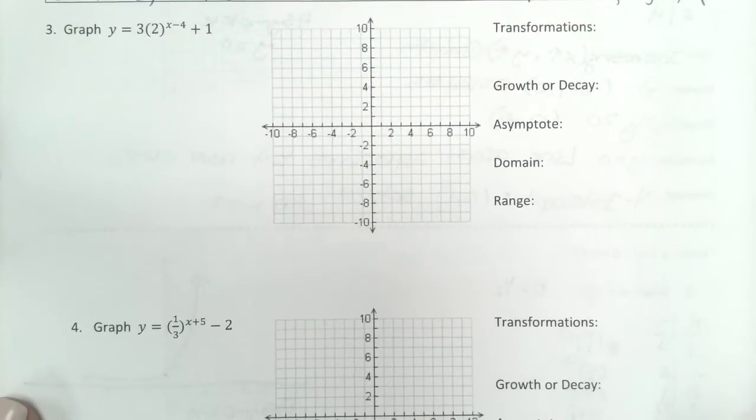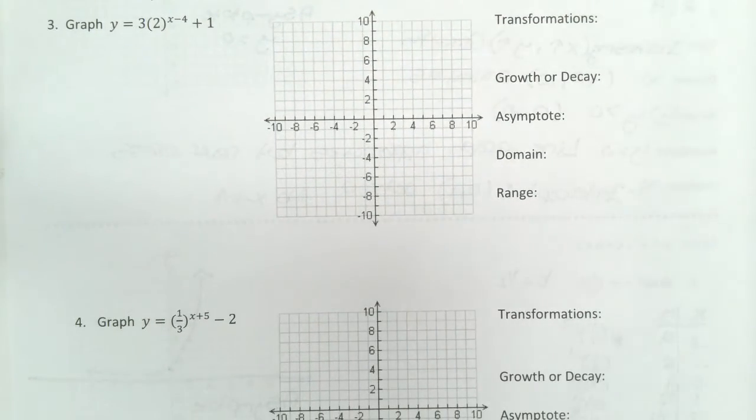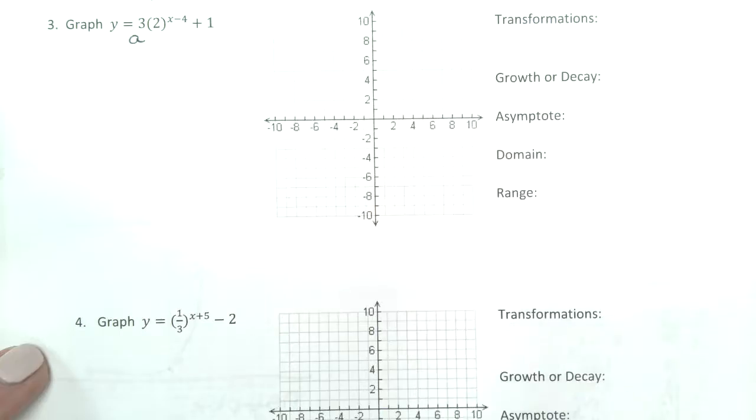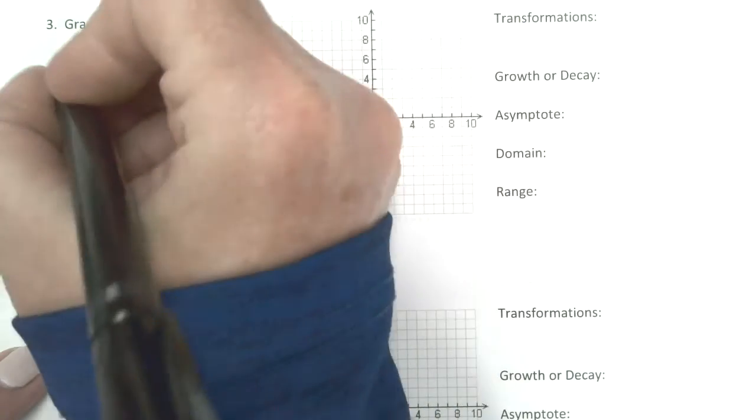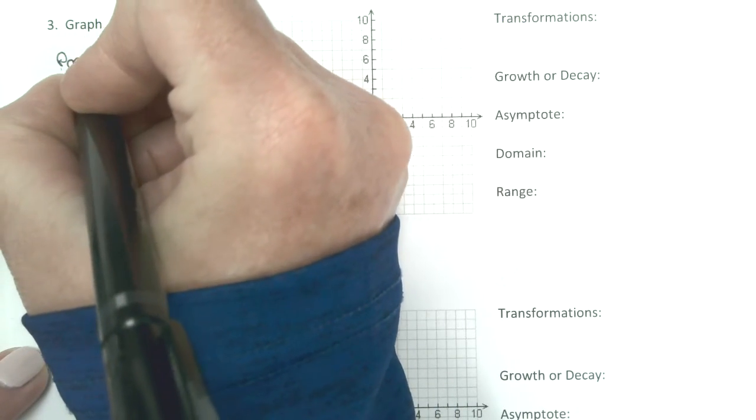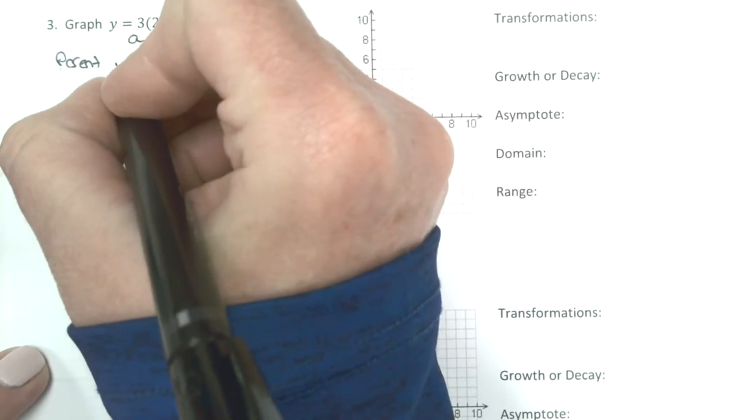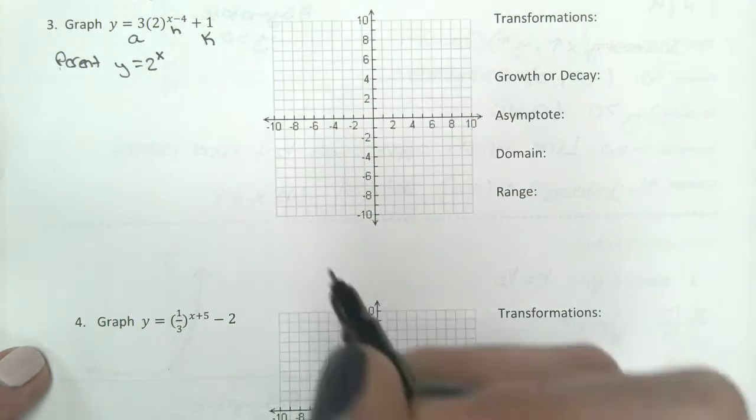All right. Let's graph a couple with transformations on them. So your 3 is your a. There's my h. And that plus 1 is my k. This is the parent function, y equals 2 to the x.